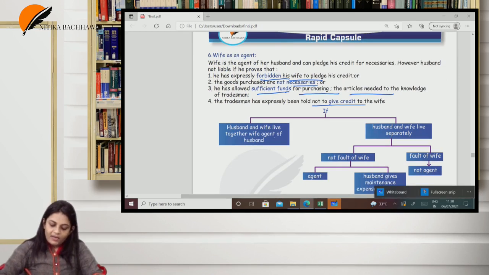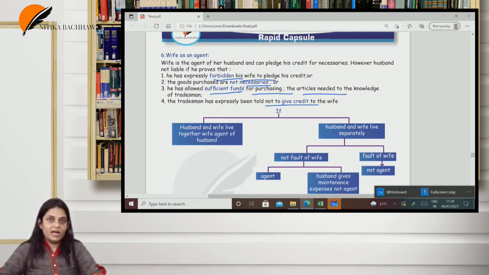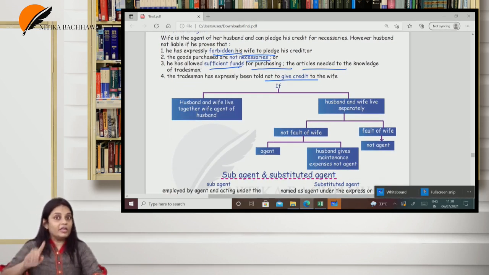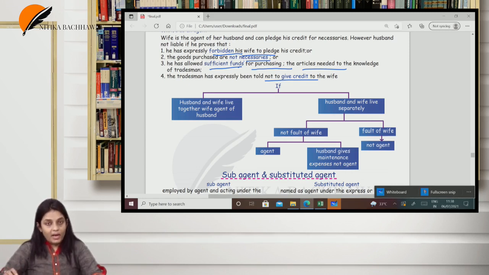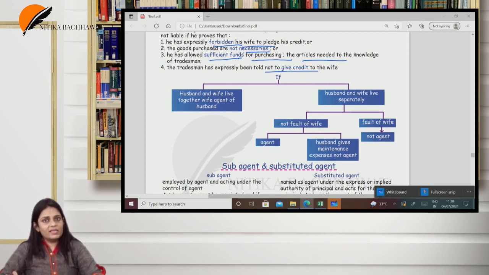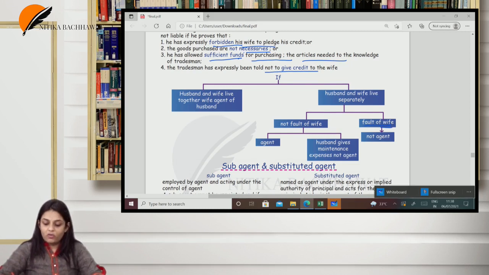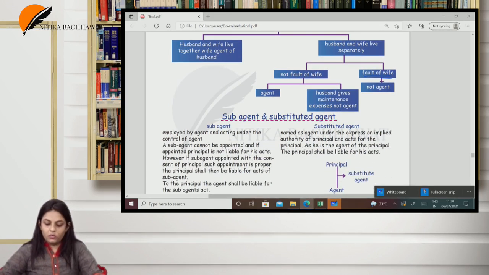If the husband and wife live together, the wife is the agent of the husband and she can use the credit of the husband. If they are living separately, and not because of the fault of the wife, then she is the agent, right? On the other hand, if they are living separately not because of the fault of the wife, but the husband is giving her maintenance expenses, then she is not the agent because she is already getting expenses. If they are living separately because of the fault of the wife, she can never be the agent of the husband. I hope it's clear to everyone.